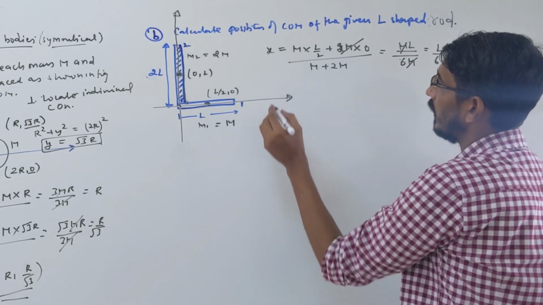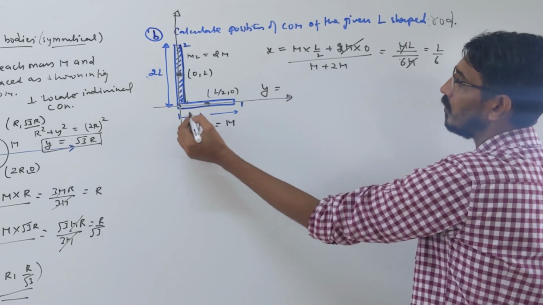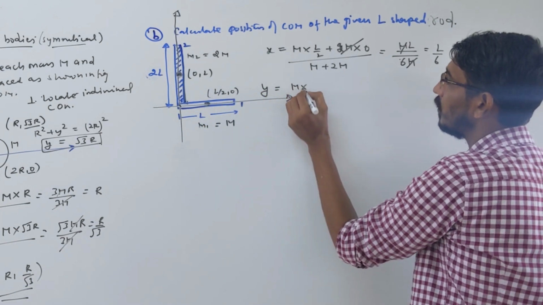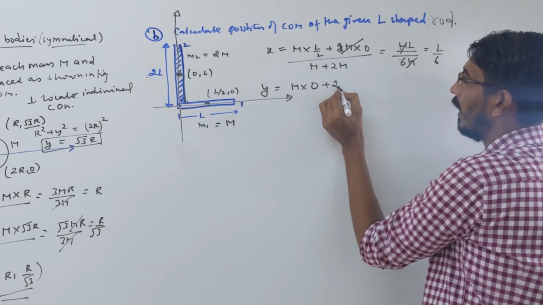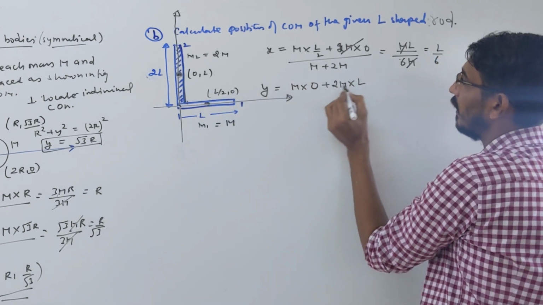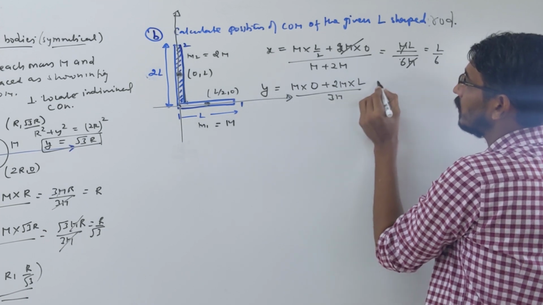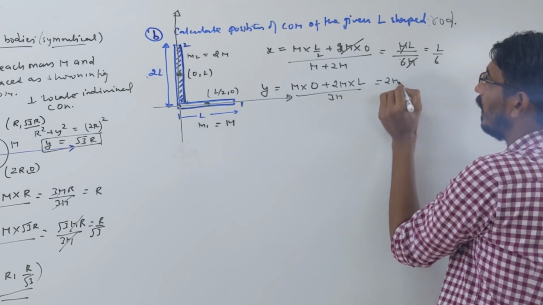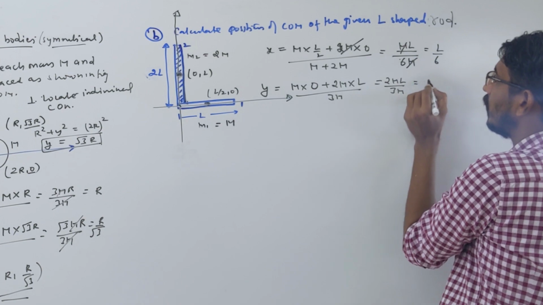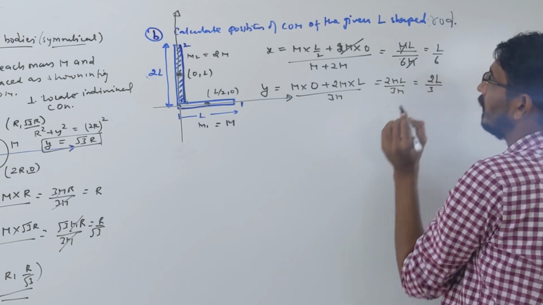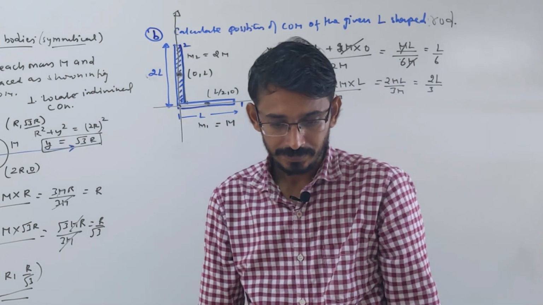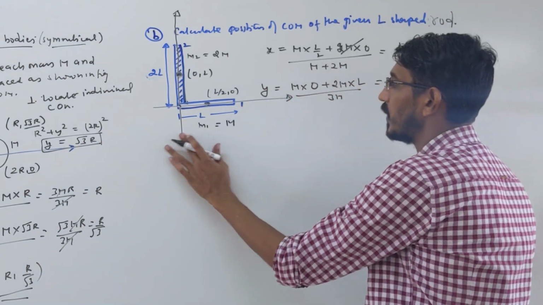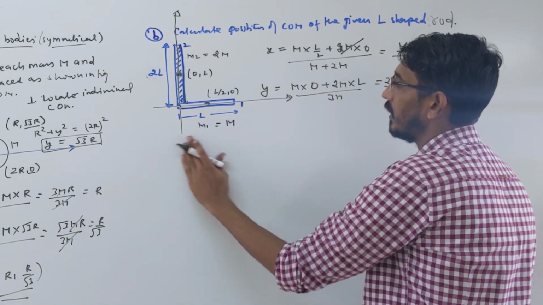In the same way, let's find the y coordinate. This mass M into its y coordinate is 0. Then 2M into its y coordinate is L by 3M, so this becomes 2ML by 3M, which is 2L by 3. So these are the x and y coordinates. Now this was a rod, so area and thickness don't matter.